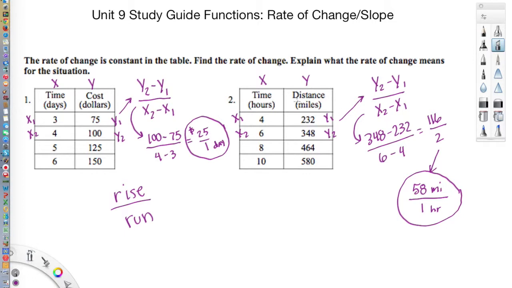We have a time distance table, and again, just remember that our first column would be our x values, our inputs. The second column would be our y values, our outputs. We find the difference in our y values, which would represent our rise, and then we find the difference in our run, our x values, and we get 116 over 2. We can simplify that to 58 miles per hour.